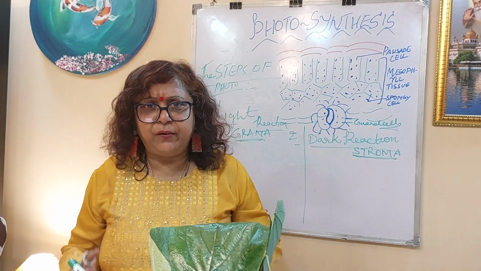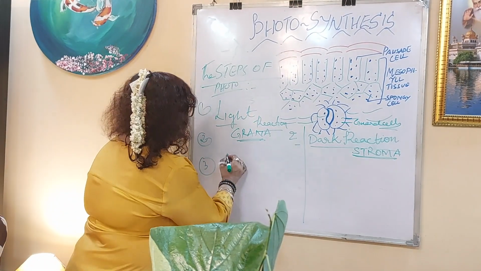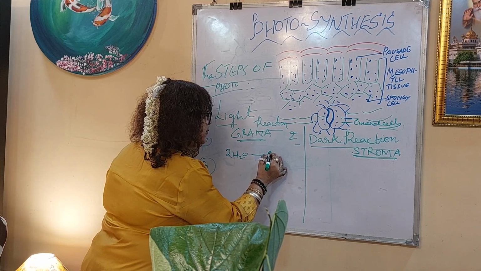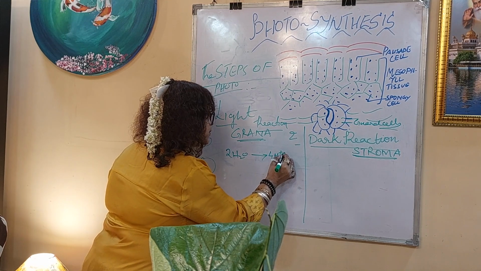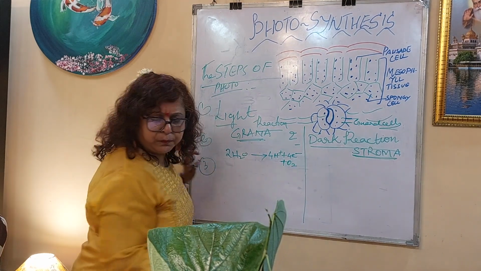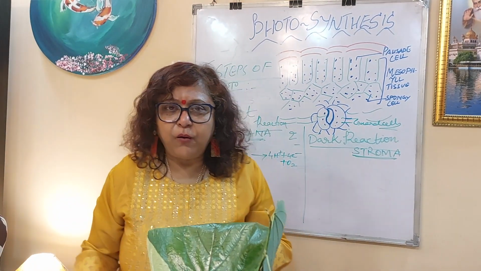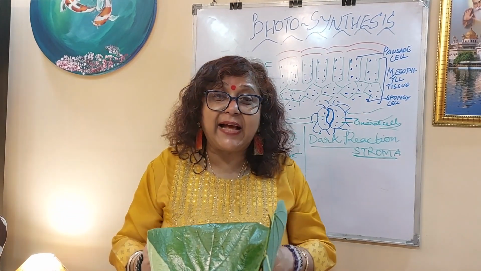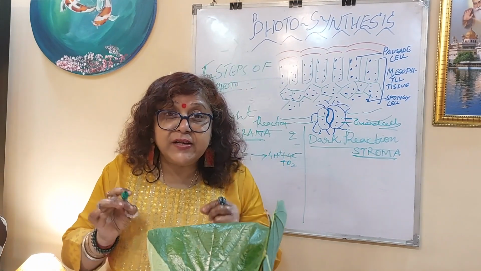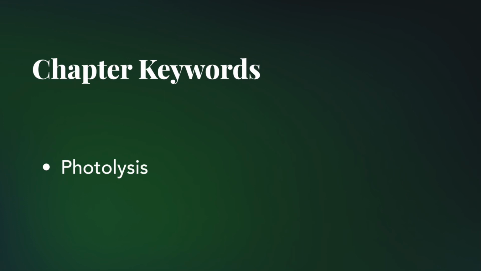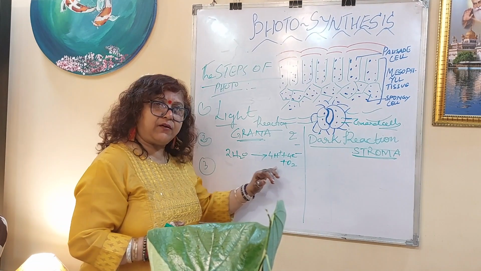Splitting of water molecule. That is, the splitting of water molecules, 2H2O splits into 4H plus 4 electron plus O2. Okay. Now, splitting of water molecule. This splitting of water molecule is known as photolysis. Photolysis is the key word. Photo means light and lysis means breaking. So breaking of water molecule. Now what happens with the end products of this water molecule?